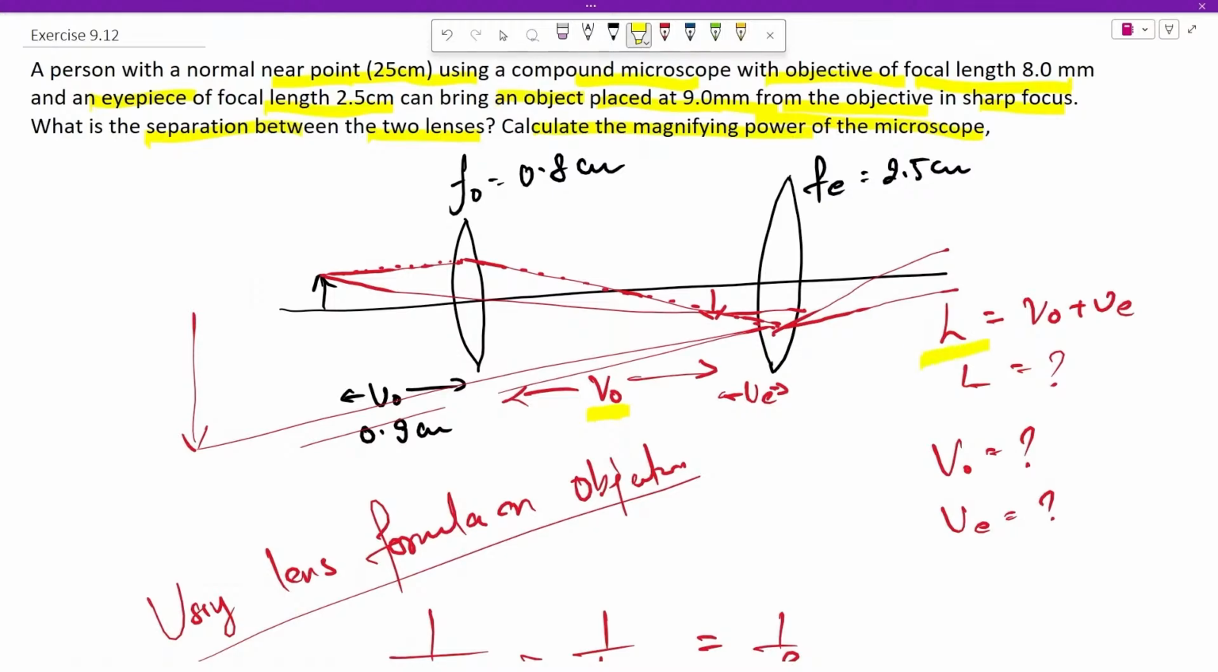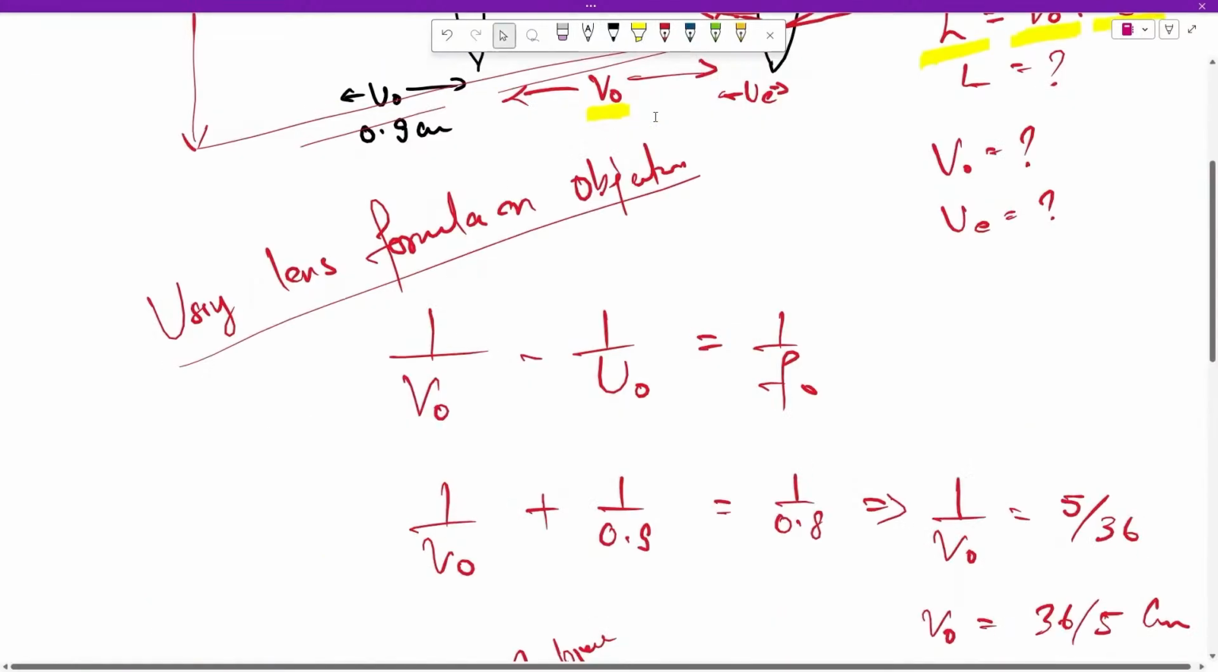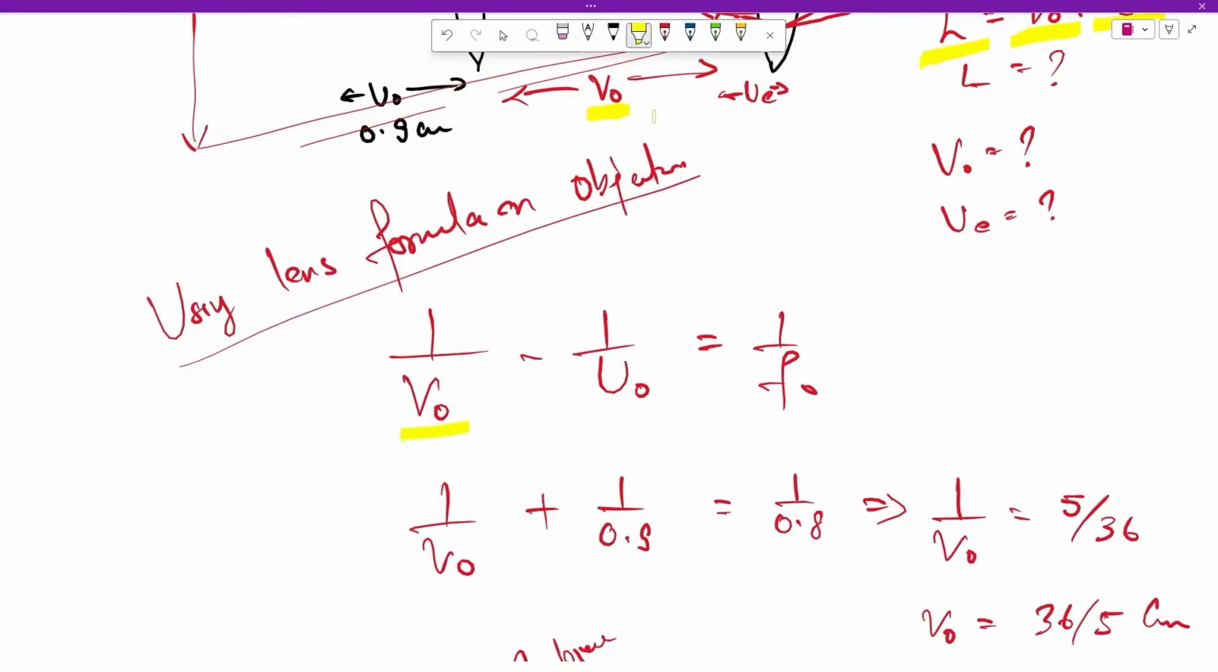So the length will be composed of VO, that is the image distance between the objective lens and the image, and UE, that is the object distance from the eyepiece. That will give us the answer. Now we also have to calculate the magnifying power of the microscope. So in order to find VO and UE, we will use the lens equation. Using the lens equation on the objective, we know that 1 by VO minus 1 by UO is equal to 1 by the focal length of that objective.